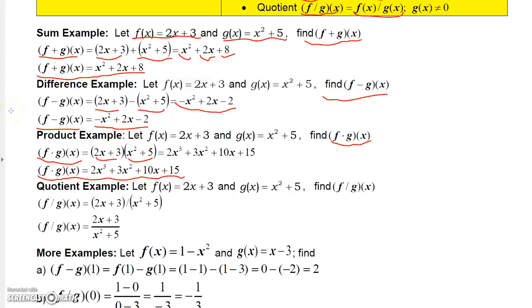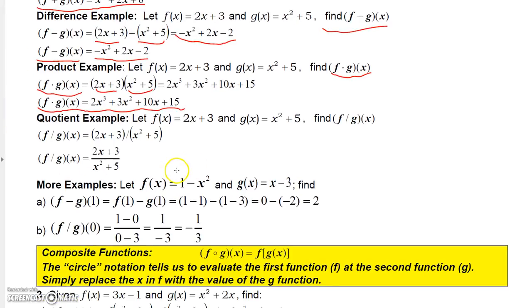And then finally, the last one we're going to do would be the quotient function. And for the quotient function, there's not much we can do with it. We just take the first function divided by the second function to get the quotient function. And so f over g of x is the function 2x plus 3 over x squared plus 5.